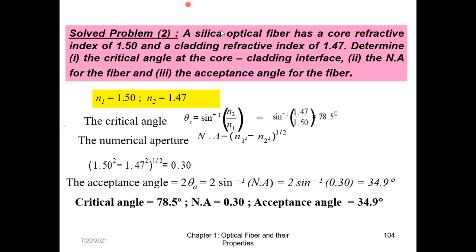Ma'am, for NA can we use N1 sin phi c? Yes, you can. See if the same value comes. I don't know, ma'am, something different, 1 point something was coming. No, numerical aperture will not be greater than 1. The maximum value of sine is at 90 degree, which is equal to 1, so it will not come more than that. Try and see.